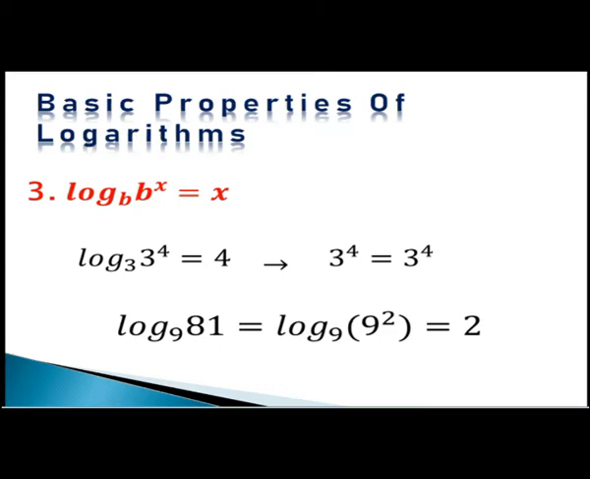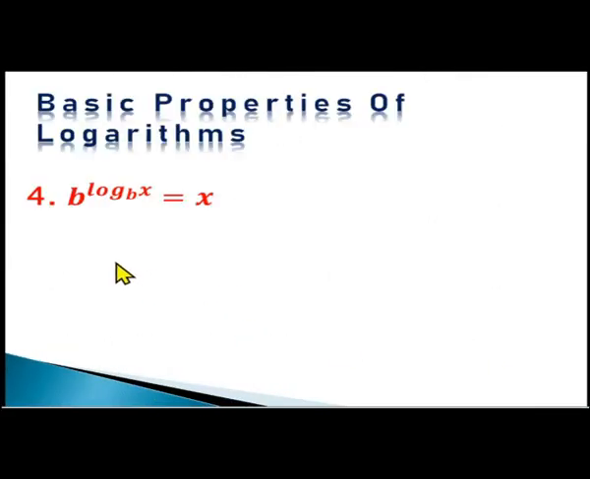Now let us go to the fourth and the last property of our logarithm. And the fourth property states that b raised to a logarithm of x with base b is equal to x. As you have observed, our logarithmic expression is being written in the exponent part of our property. This means that this property is in exponential form, with an exponent that is written in logarithmic expression.